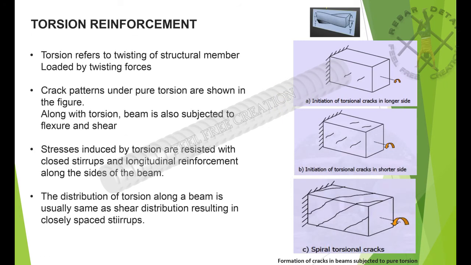Torsion reinforcement. Torsion refers to twisting of a structural member loaded by twisting forces. Crack patterns under pure torsion are shown in the figure. Along with torsion, the beam is also subjected to flexure and shear. Stresses induced by torsion are resisted with closed stirrups and longitudinal reinforcement along the sides of the beam. The distribution of torsion along a beam is usually the same as shear distribution, resulting in closely spaced stirrups.